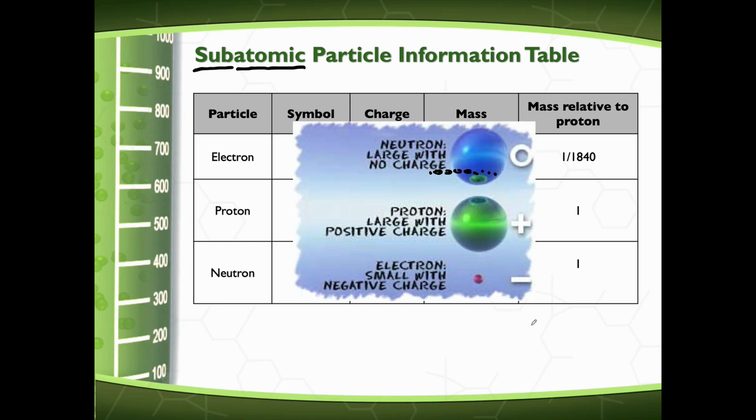Just a little summary of that. So the neutron is large in comparison to an electron, has no charge. A proton is large in comparison with an electron, with a positive charge, and the electron is very small in terms of a relationship with the proton. And in general, we know that all three of these are extremely small particles, but they do carry that negative charge.